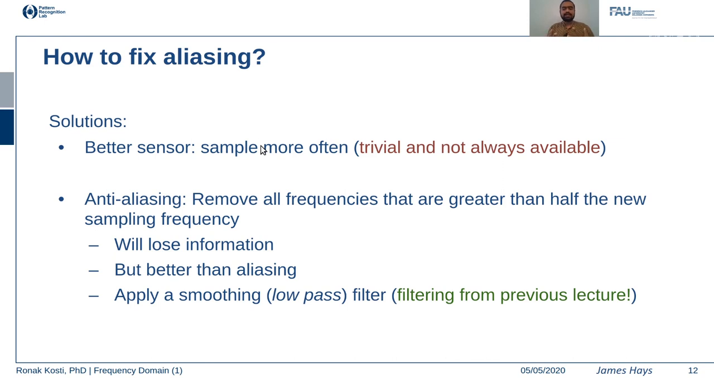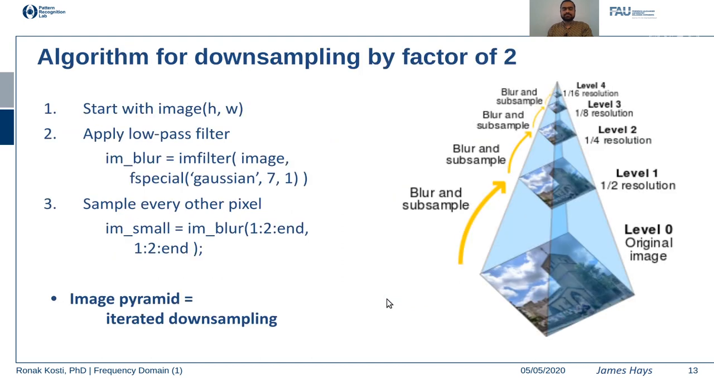So, anti-aliasing. We can fix aliasing by reducing or removing the frequencies which are very high. By doing this, we will lose some information from the signal, but it is at least better than losing the signal entirely. So essentially what we do is we apply a low pass filter. We have seen what a low pass filter means in the previous lectures.